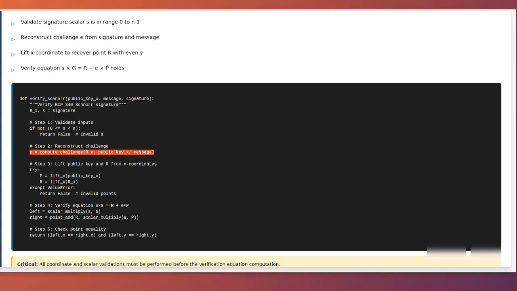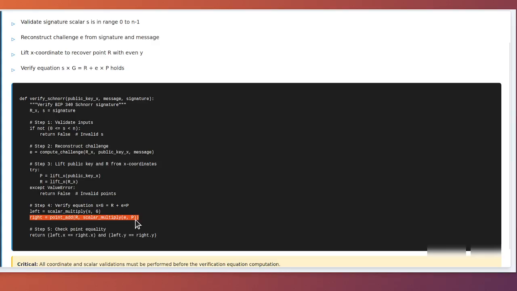signatures to fail verification. Now comes the core verification step where we check the Schnorr equation. We need to verify that S times G equals R plus E times P. We compute the left side by performing scalar multiplication of S with the generator point G. For the right side, we first need to recover the full point R from its X coordinate using point lifting with the even Y coordinate. We then compute E times P through scalar multiplication of the challenge with the public key point. Finally, we add R and E times P using elliptic curve point addition.